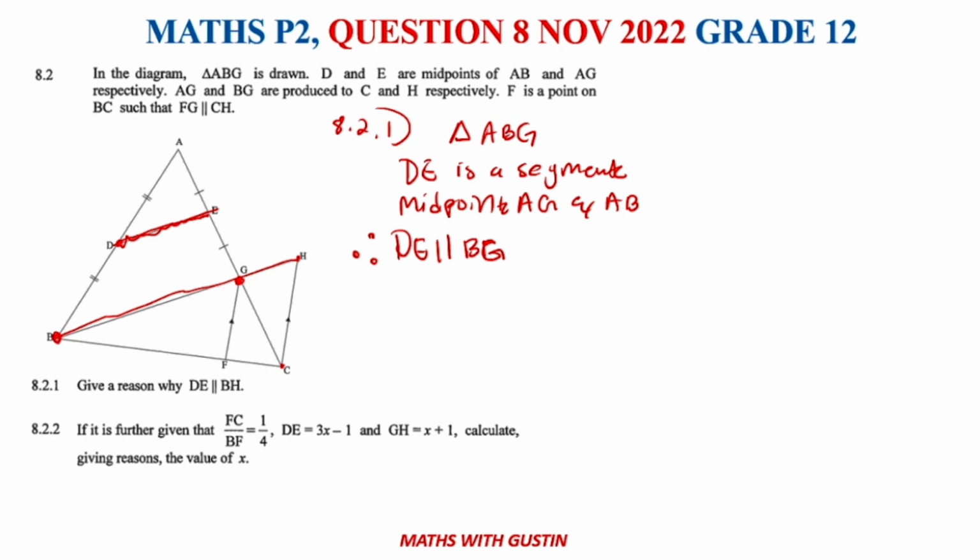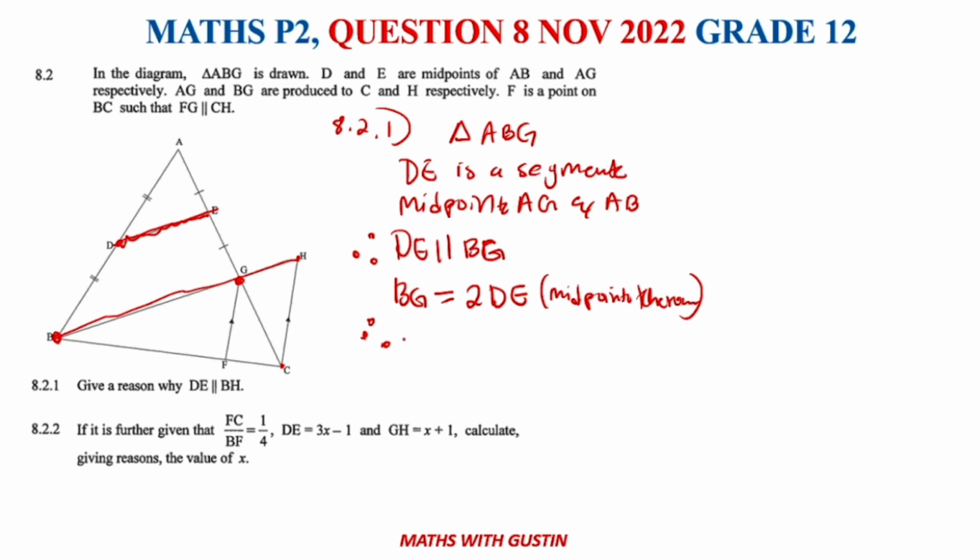Okay, so if we have that, therefore we would know that BG is equal to twice DE. All right, so now the reason for this will be the midpoint theorem. I hope you guys can still remember the midpoint theorem. If you don't, please go watch the videos on this channel. We do explain the midpoint theorem in detail.